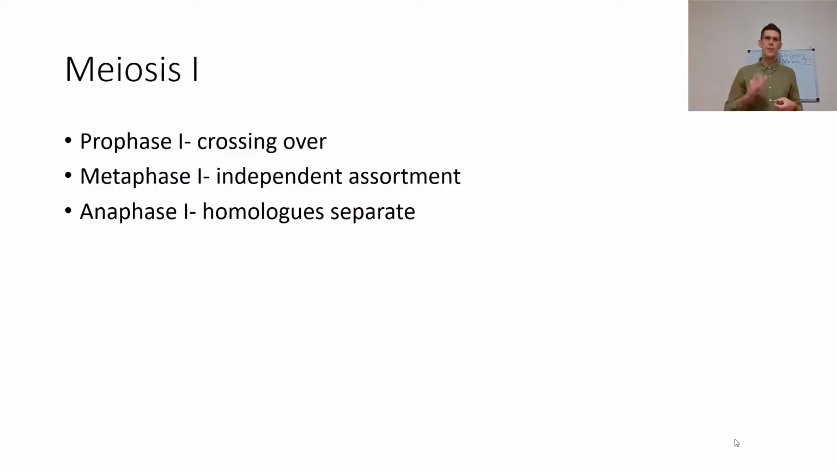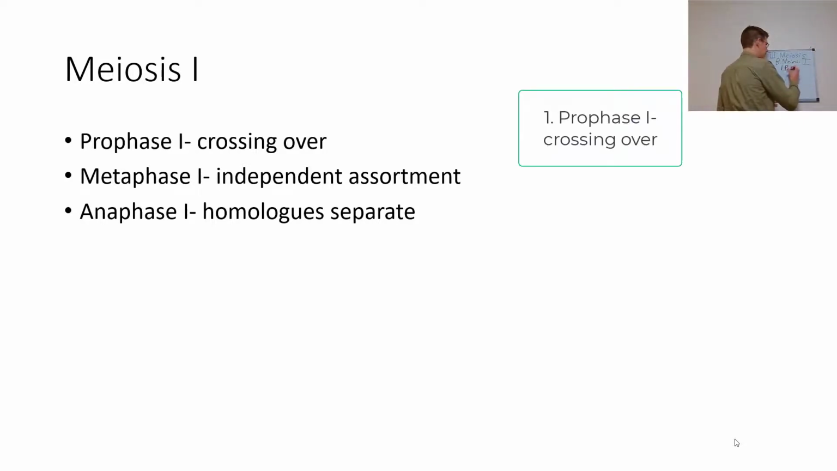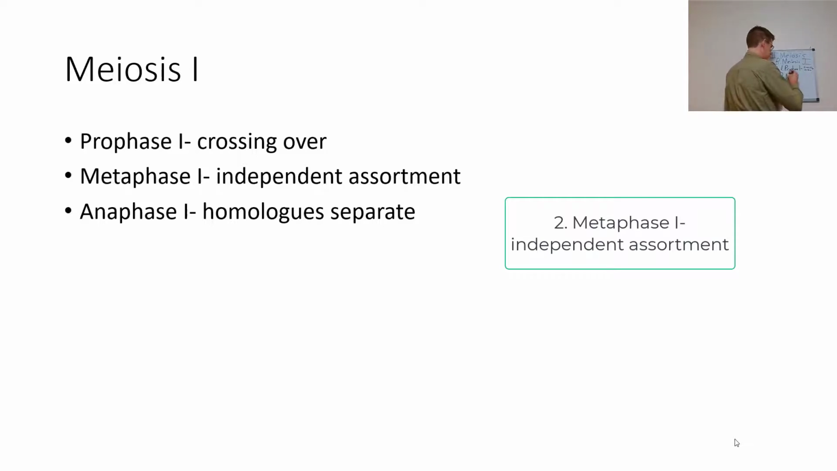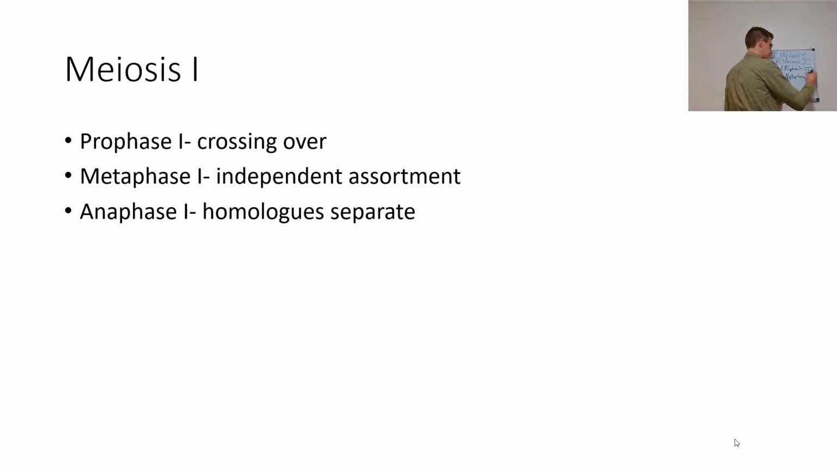So in meiosis 1, we're going to see 3 processes. And I want you to look at these 3 processes as we move through. The first one is during prophase 1, and that's called crossing over. The second one is going to be during metaphase 1. And that's going to be called independent assortment.